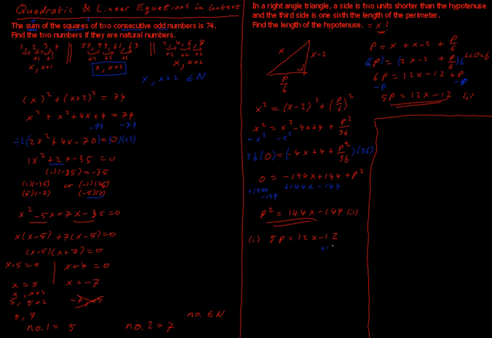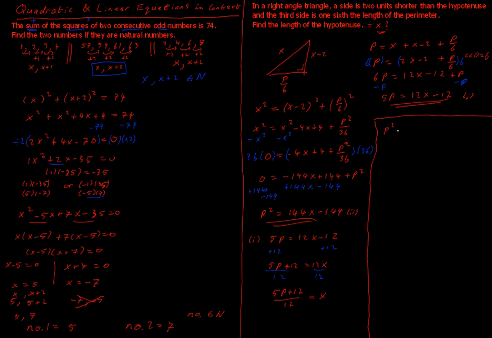So I have plus 12 on both sides. I get 5p plus 12 is equal to 12x. Divide both sides by 12 to get x by itself, so that I can sub it into my quadratic equation. I get (5p plus 12) all over 12 is equal to x. Now I'm going to sub this into my quadratic equation.